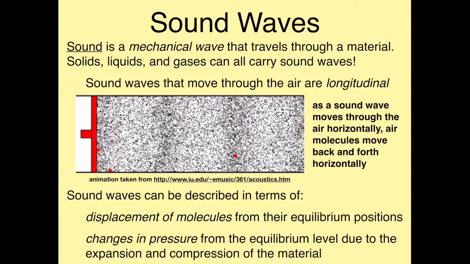For example, sound waves can travel through a solid wall, which is why if your neighbors are being really loud, you can hear them in the apartment next to you through the wall. Sound waves can also travel through liquid materials, so sound waves can travel through water, for example. And also sound waves can travel through gaseous materials, like the air that surrounds us.